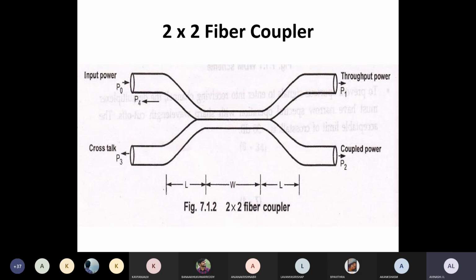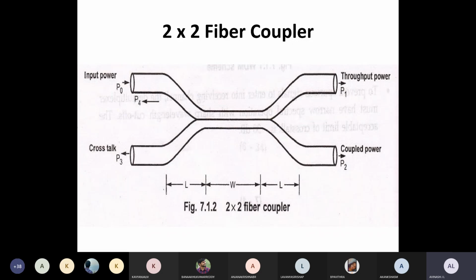Any particular wave which is reflected back is called P4. So here L is the length of the fiber or length of the passive component which is bent towards the input side. Similarly, the same length L is bent towards the output side. The waveguide which is not bent, its width W we have taken.